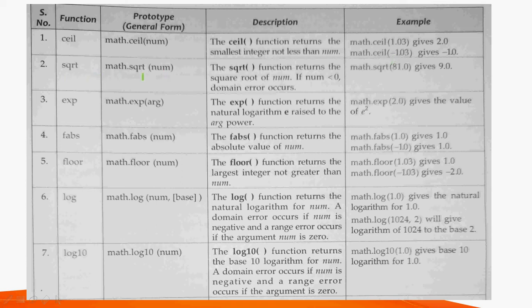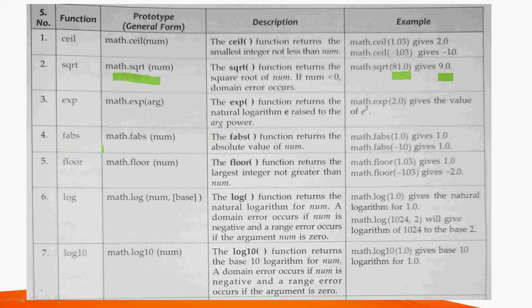Now sqrt. This is a function which returns the square root of a number. The format you can see here, and the example is math.sqrt(81.0). This is a floating point number, and so the result will also be a floating point, and the square root of 81 is 9. The exp function returns the natural logarithm base e raised to the arg power, e to the power arg. For example, math.exp(2.0) gives the value e to the power 2.